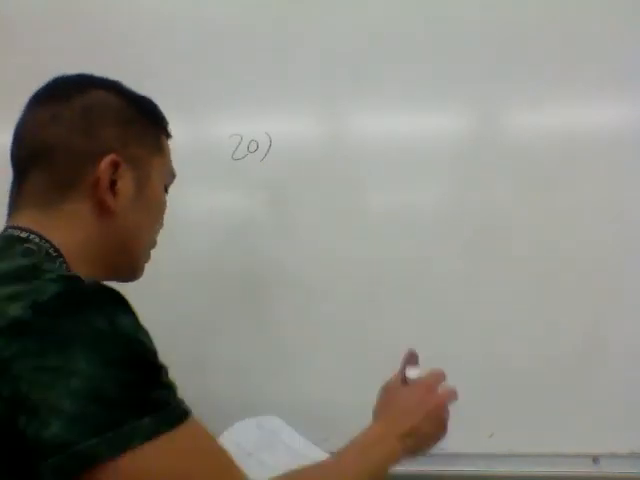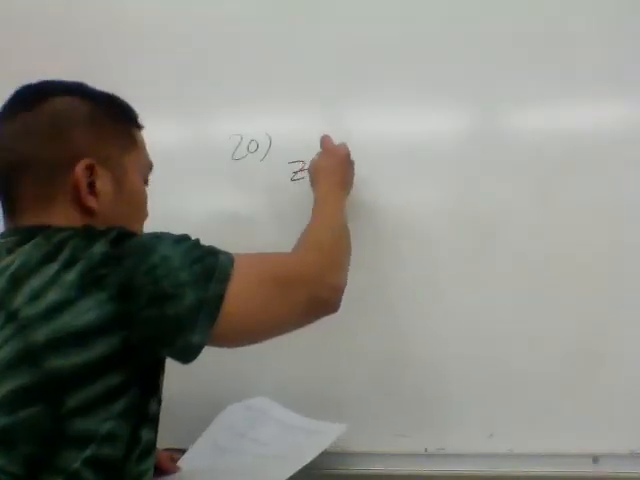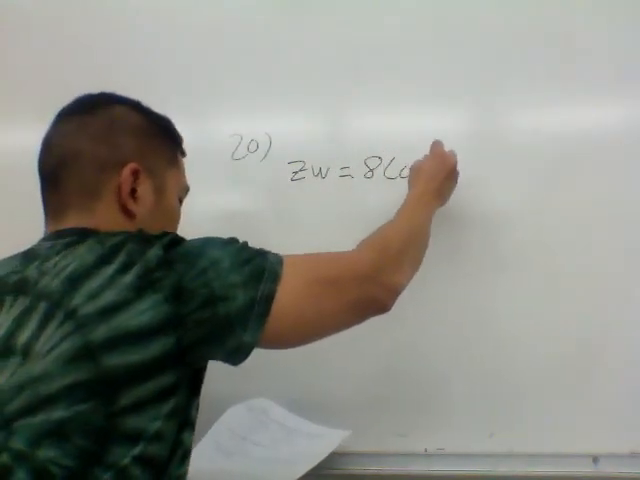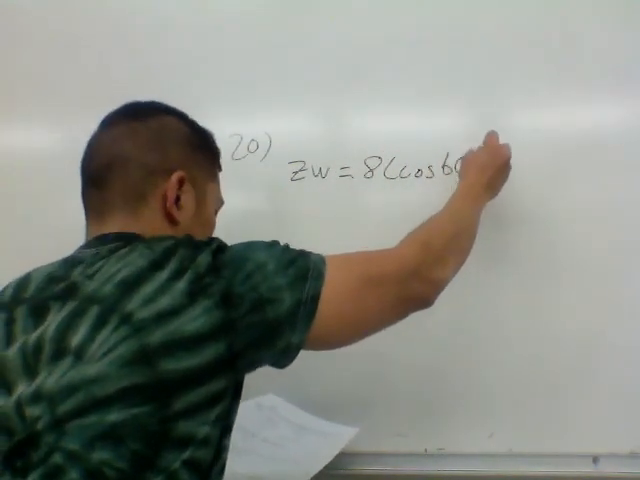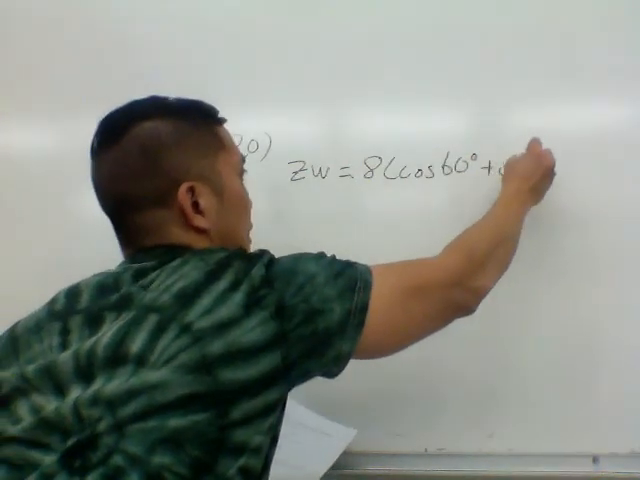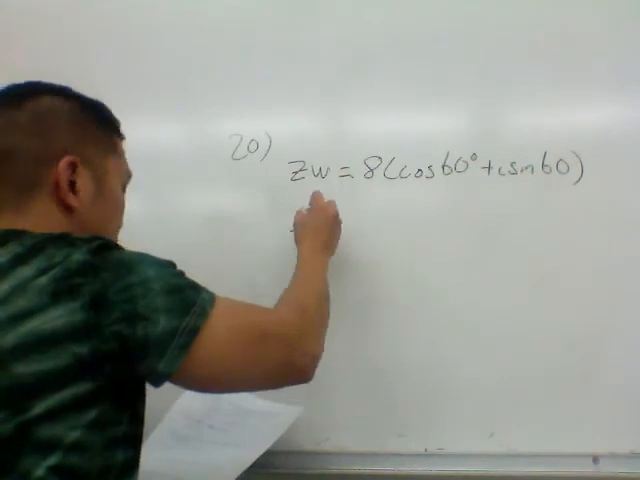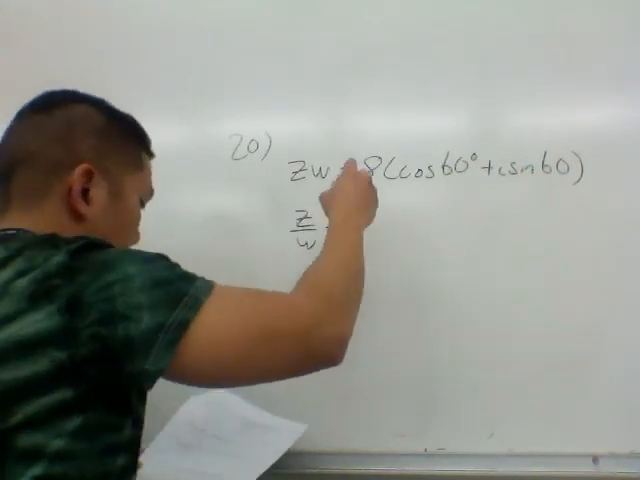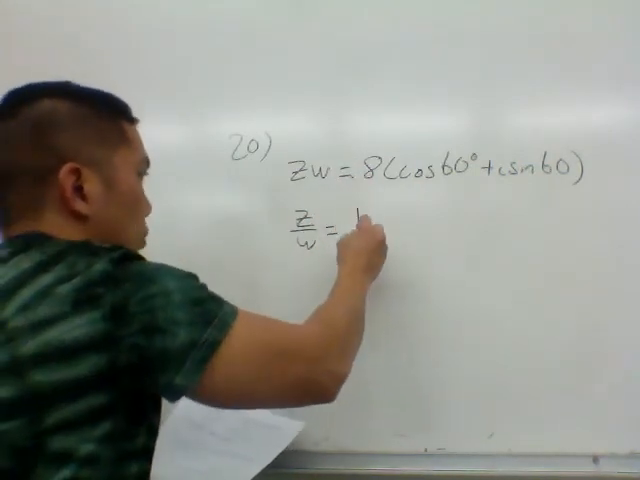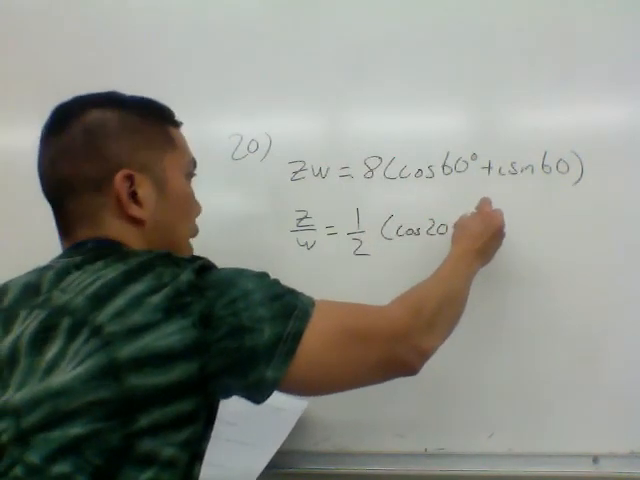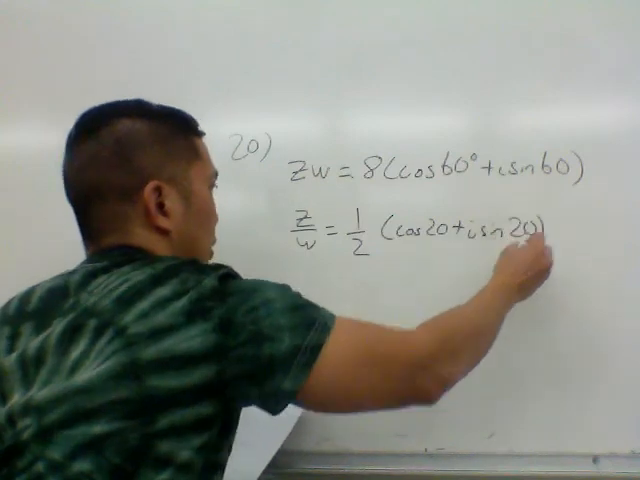But for 20, your answer for z times w should be 8 cosine 60 plus i sine 60. And then z over w is really 2 over 4, which reduces to 1/2, and then I have cosine 20 plus i sine 20.